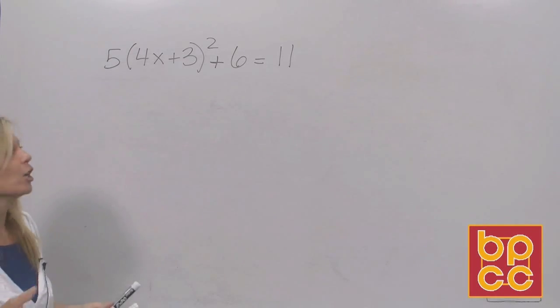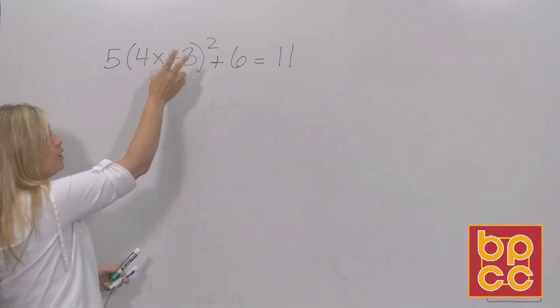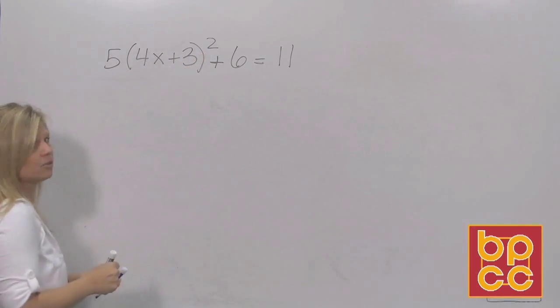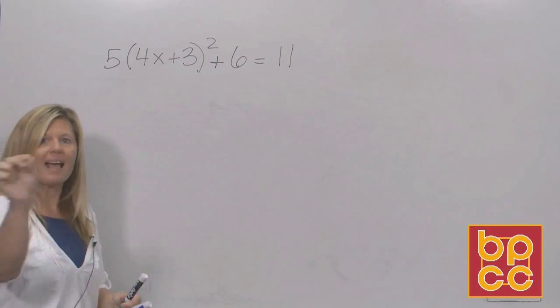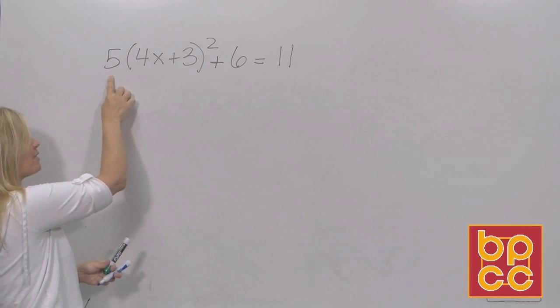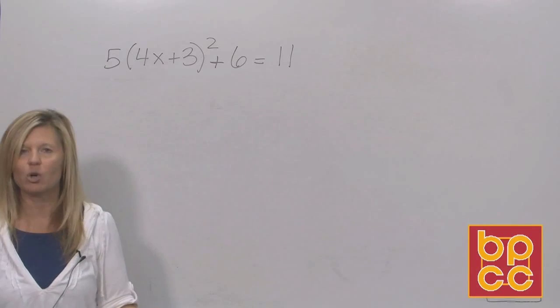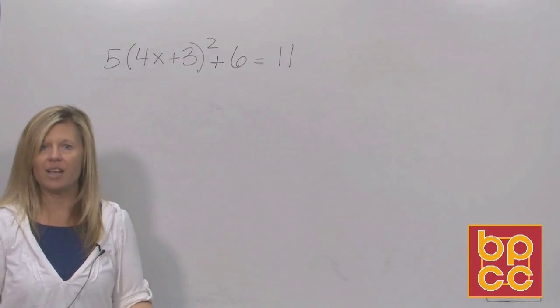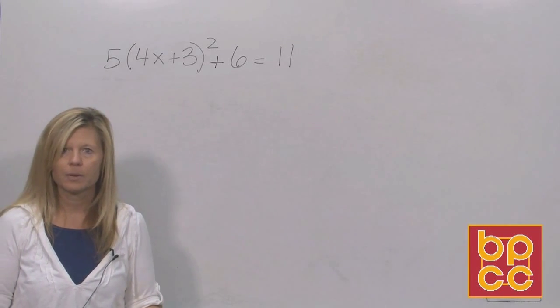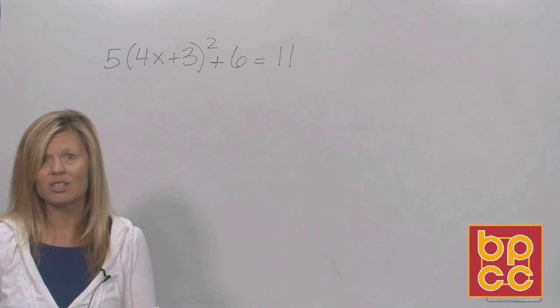I'm not going to lie. You could sit here and write the 4x plus 3 two times, because that's what squaring means. You'd multiply that out by FOIL, and you'd get your trinomial. Then you'd have to multiply everything by 5 and add 6, subtract the 11, get the equation equal to 0, and then try to factor. There's nothing wrong with that, but as we learned, factoring is not guaranteed.